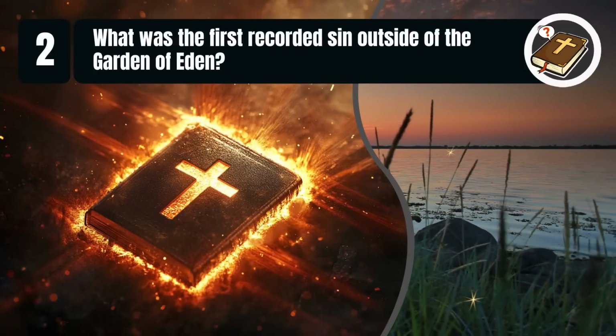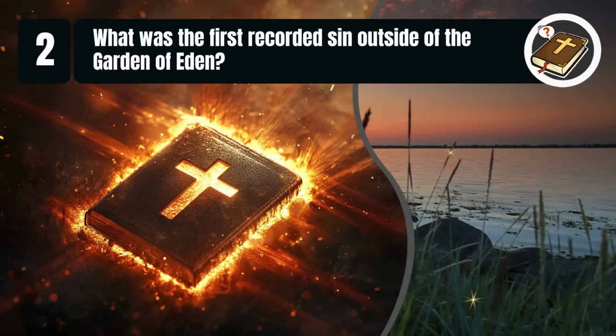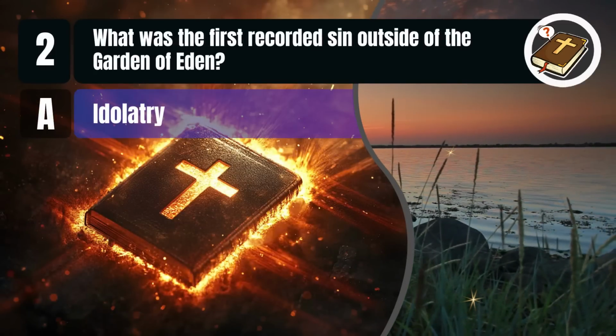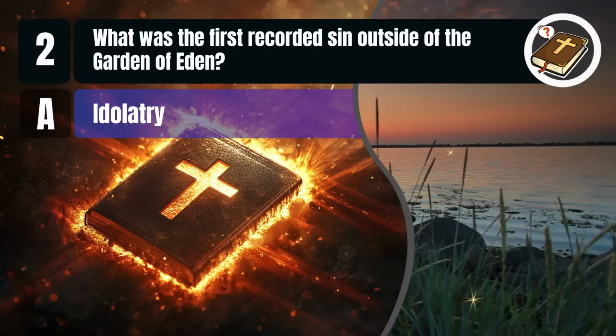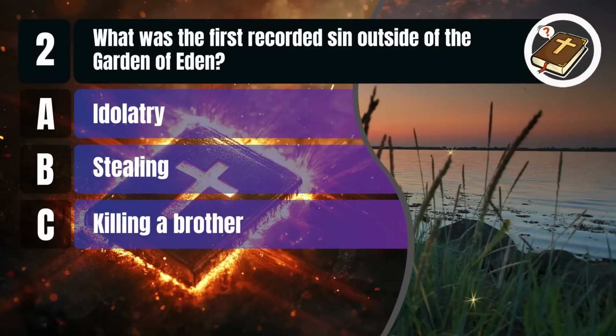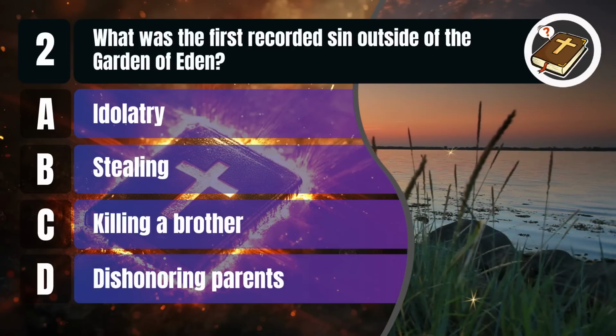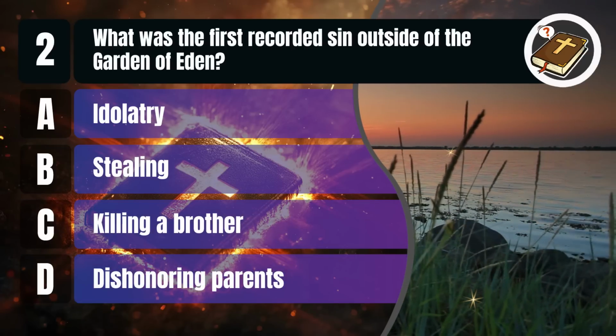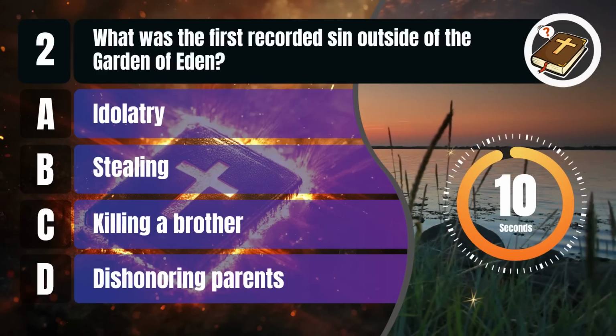Question 2. What was the first recorded sin outside of the Garden of Eden? A. Idolatry. B. Stealing. C. Killing a brother. D. Dishonoring parents. You get 10 seconds.